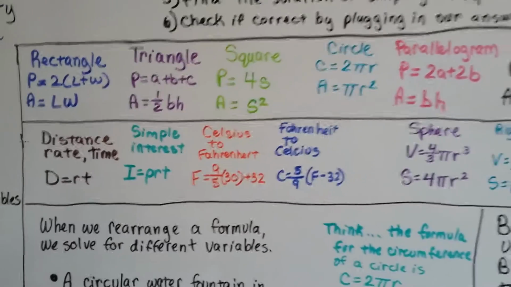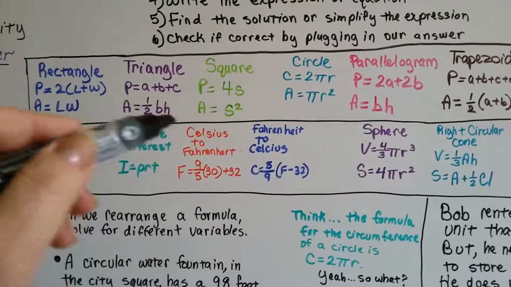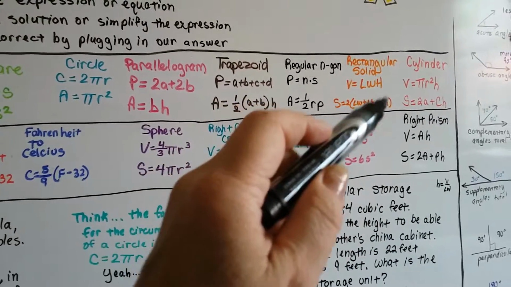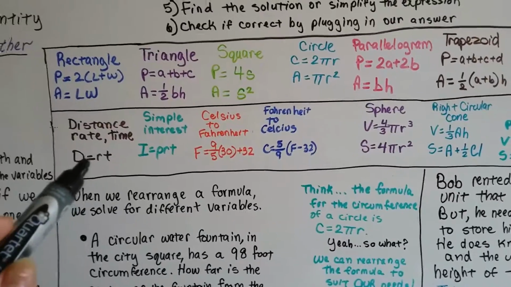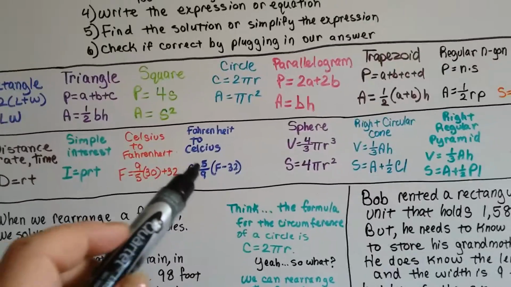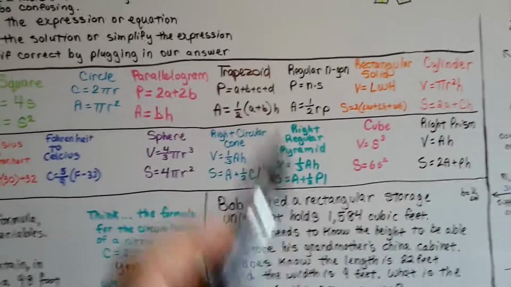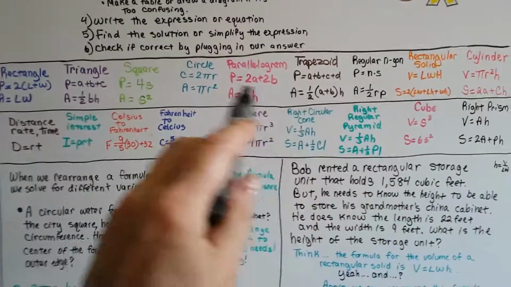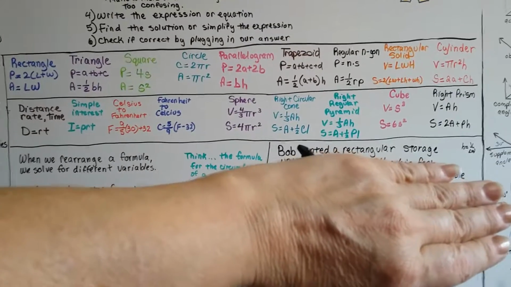So now I've got a lot of formulas on the board. Wow, look at this. I've got perimeter and areas. I've got volume and sides, surface areas. And I've got distance, simple interest, Celsius, Fahrenheit. I've got all these formulas, and you know what? There's a lot more out there. These are the ones that you're going to deal with mostly, okay? These ones up here. So if I back up enough, you can see all those formulas.